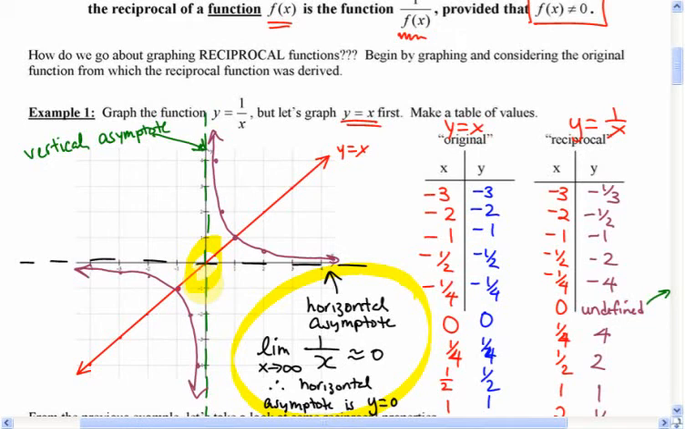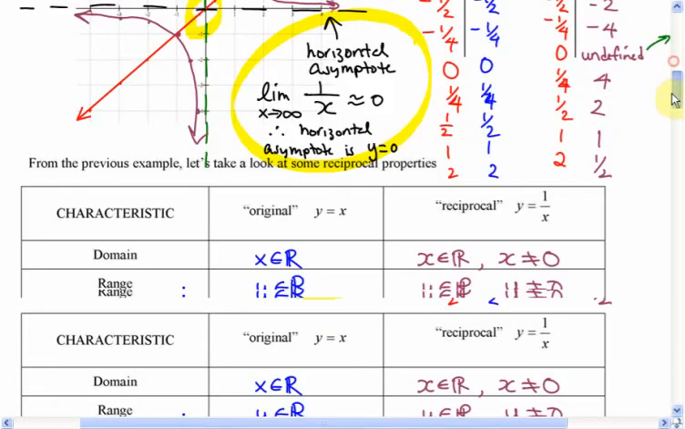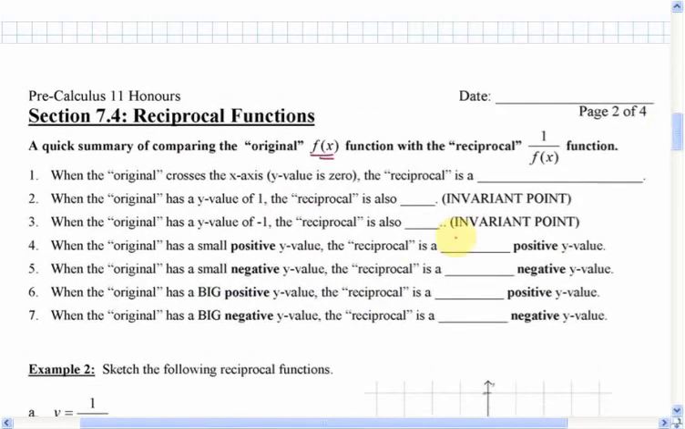What's the reciprocal of 0? No. Undefined. So the reciprocal is a vertical asymptote. Okay? Key step here. What I want you to understand is when the original has a y value of 0, at that same point, when you do the reciprocal, it becomes an asymptote.